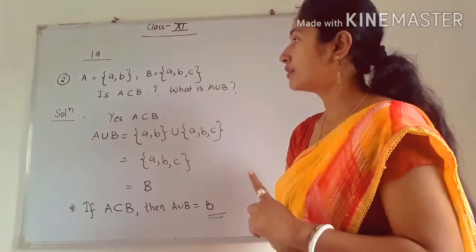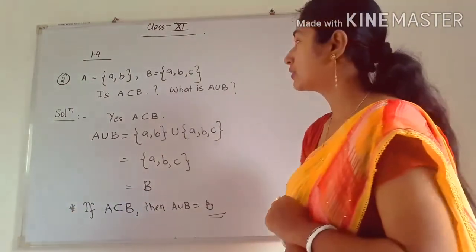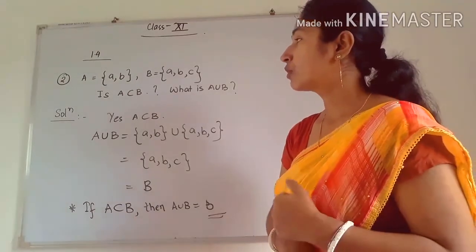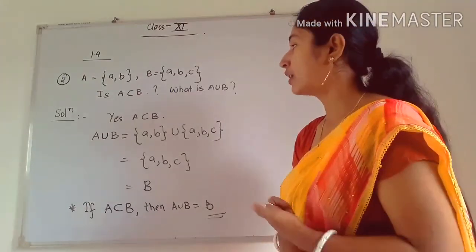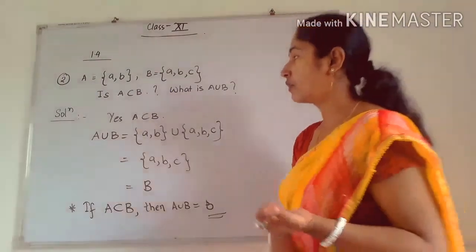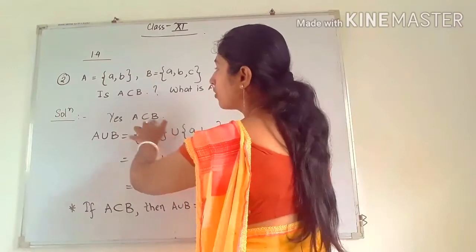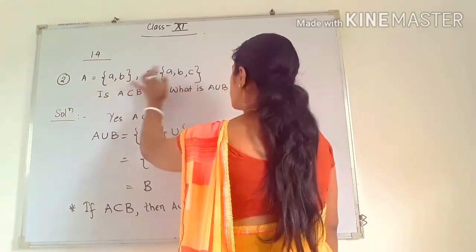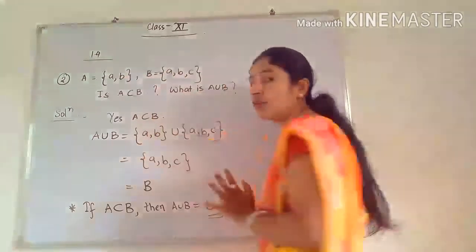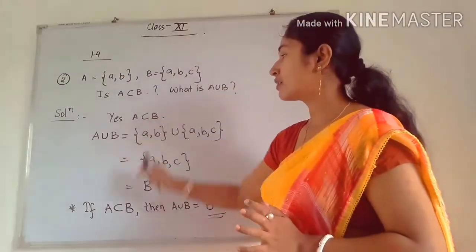See, the set A consists of elements a and b, and set B consists of a, b, c. So the question is, is A a subset of B? And next, what is A union B? So yes, the answer will be: A is a subset of B because every element of A is present in B. a is also present in B, b is also present in B. So that means A is a subset of B.